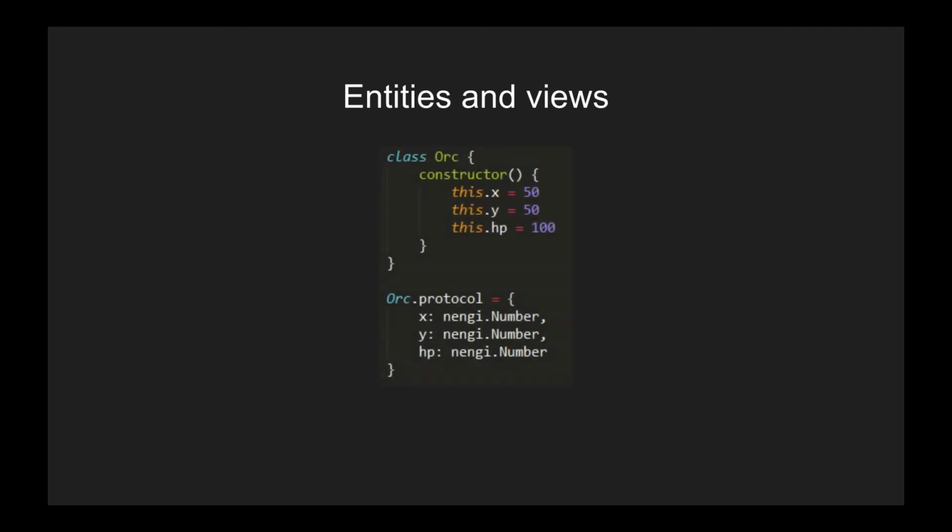Here we have an orc, or rather the class definition for one. Orc is pretty simple. It only has X, Y, and HP. The Nengi protocol for orc says that if we were to send orc across the network, we would send its X, Y, and HP, and that all of these things are numbers. This is demonstrating the lazy syntax where you don't write anything in binary, you just call things numbers.